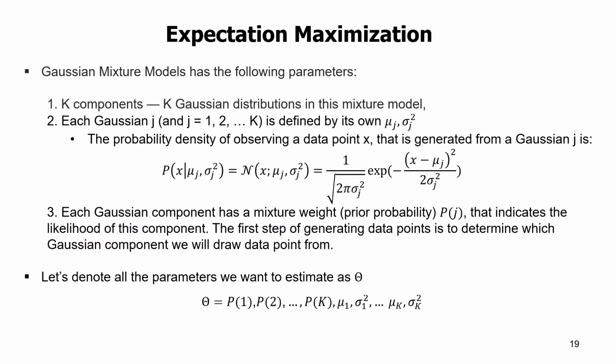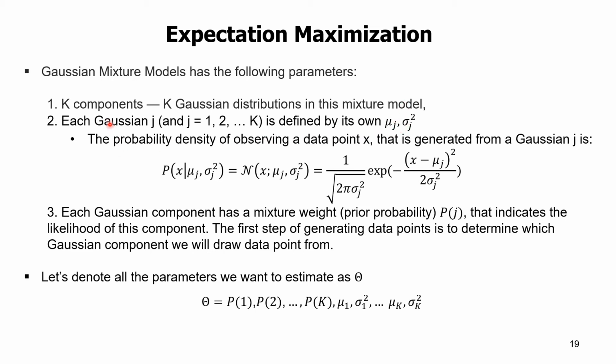Let's take a look at the expectation maximization algorithm in a little more detail. Again, as I said, the EM algorithm is based on the Gaussian mixture model, and the Gaussian mixture model has the following parameters. Let's say we have K Gaussian distributions. K is the number of Gaussians. By the way, this K value is given by users. We don't estimate this. And then each Gaussian J has two parameters, mean and variance.